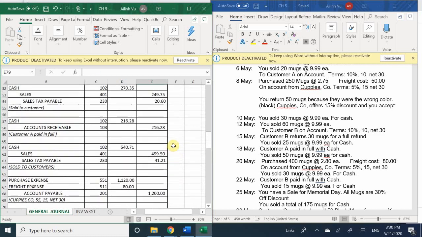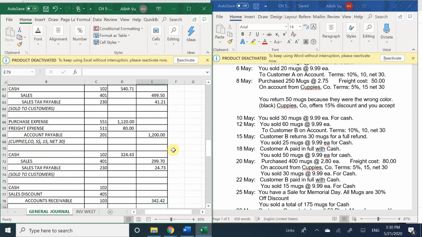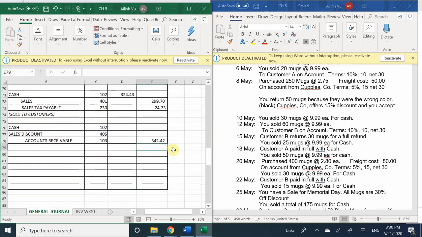Okay. All right. Now, we just learned that you can't take a discount off of the tax. So we need to make a calculation here. How many mugs does he still have? 30. He still has 30.